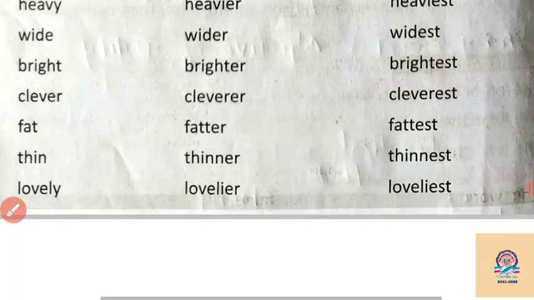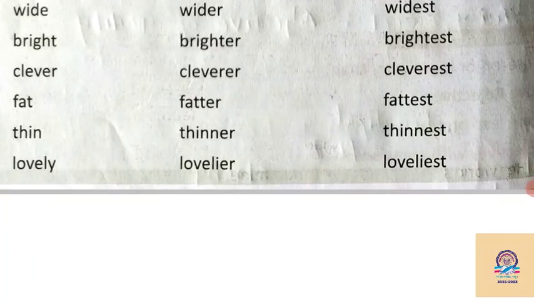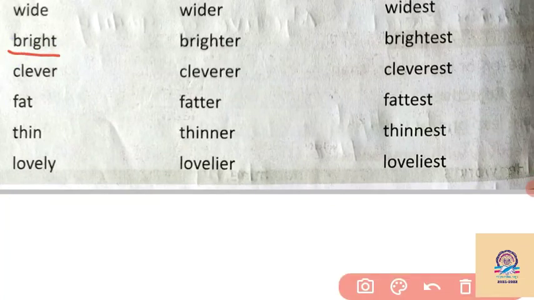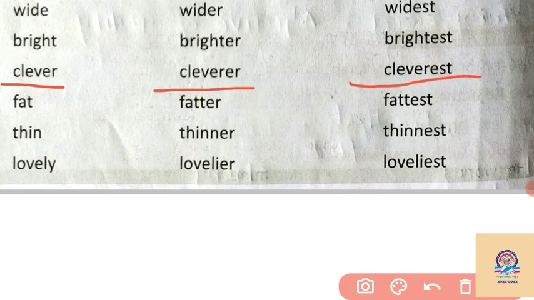Then e is already given here, for the superlative we have to add only st, it means widest here. Then bright is given here, so bright changes into brighter, here we have to add er, then bright changes into brightest for the superlative here. Then clever is given here, so clever changes into cleverer, here we have to add er for the comparative, and est for the superlative degree here.